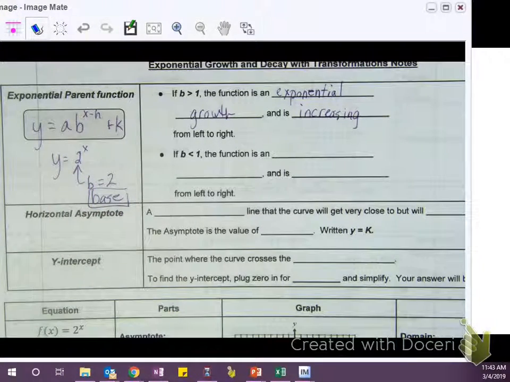If that b value, the base, is greater than 1, the function is an exponential growth function. I guess I should have function there.